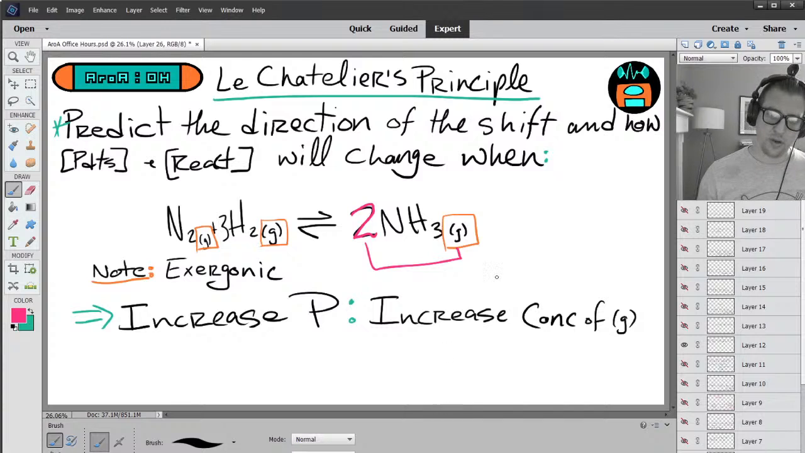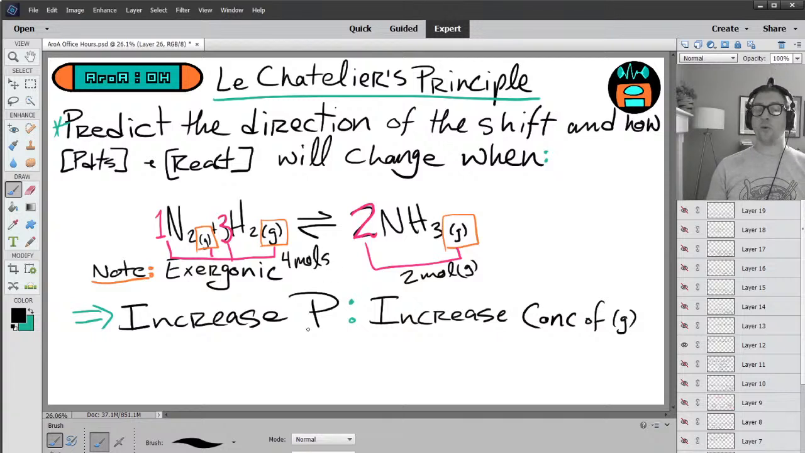associated with your gas. On the product side, there are 2 moles of gas. On the reactant side, we have a total of 4 moles. We have 4 moles of gas on the reactant side.